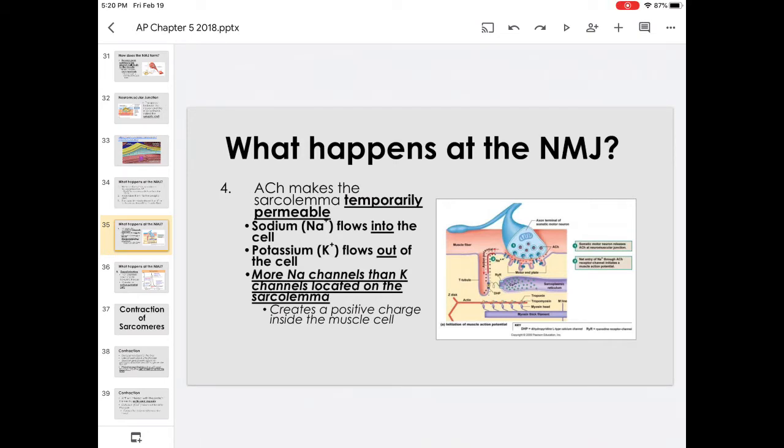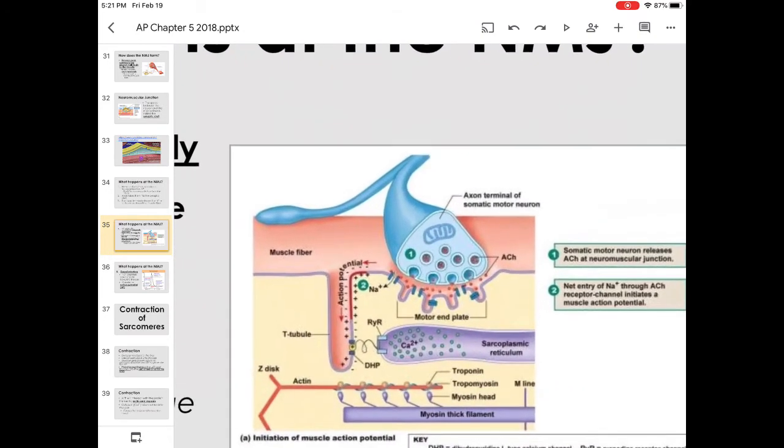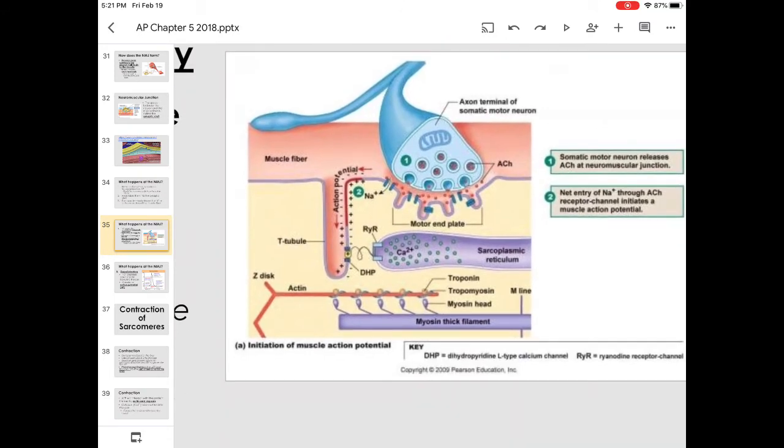When it makes it temporarily permeable, you have two things occurring. One, you have the ability for sodium ions to come into the cell, and then you have potassium ions that are going to be able to flow out of the cell. You do have a lot more of the sodium channels than the potassium channels on the actual sarcolemma, and therefore the inside of the cell is going to have a positive charge compared to the outside of the cell.